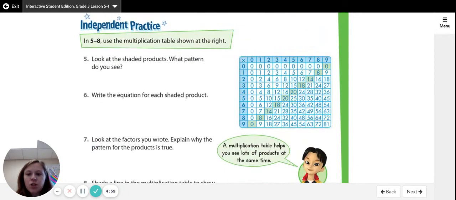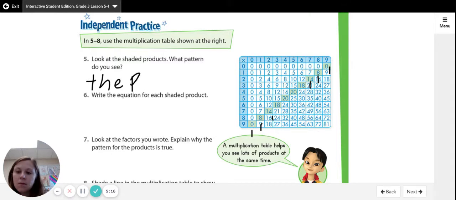Number 5, look at the shaded products. What pattern do you see? So I see 0, 8, 14, 18, 20, 20, 18, 14, 8, and 0. So I notice that each product, I see a 0, and then I see a 0, an 8, and an 8, a 14, a 14. All the products appear twice.